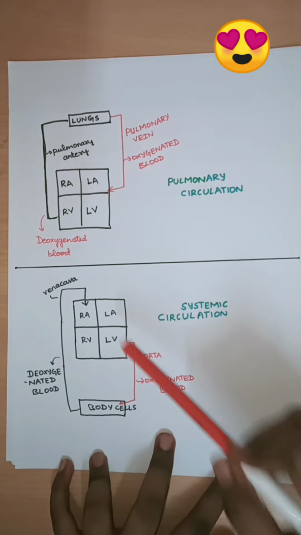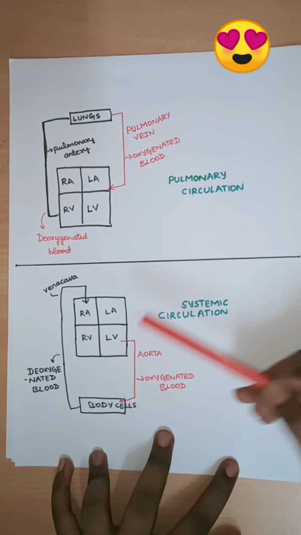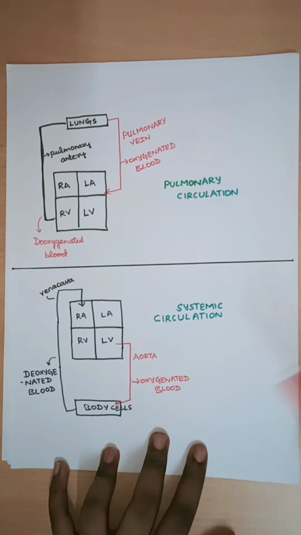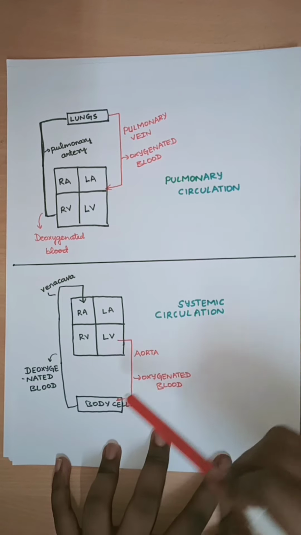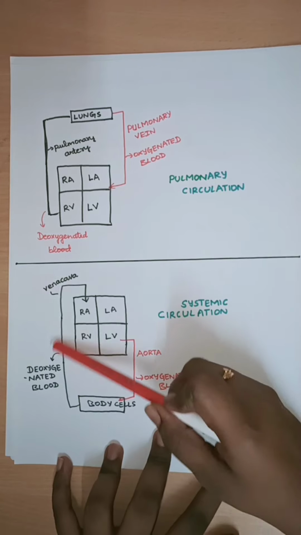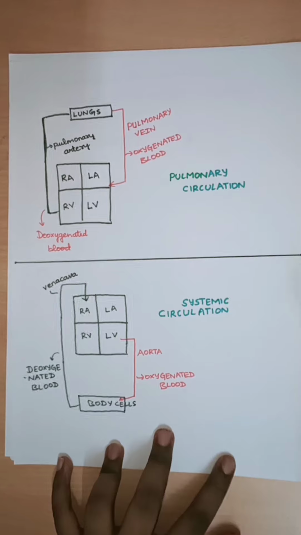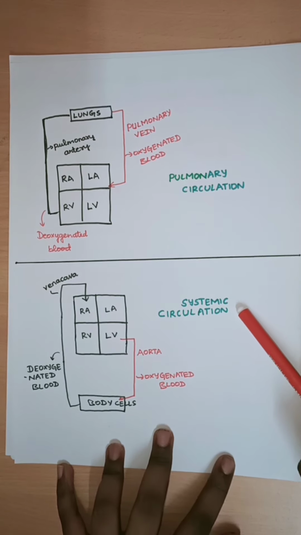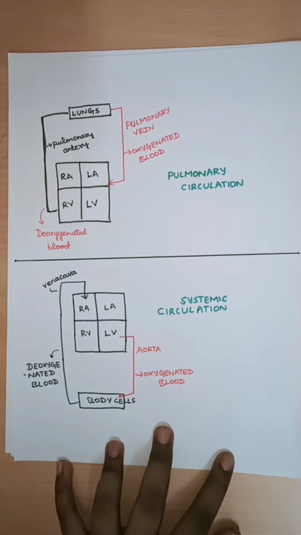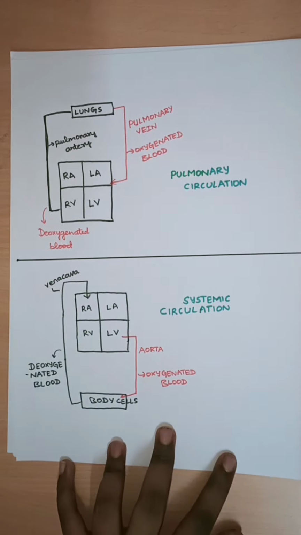Then from the left atrium, the blood passes to the left ventricle, and through the aorta, the oxygenated blood goes to the body cells. All the body cells use this oxygen, and now the blood becomes deoxygenated. This deoxygenated blood goes through the superior vena cava and the inferior vena cava to the right atrium again. So this process continues. This entire process is known as systemic circulation because all the systems are involved, like the respiratory system, reproductive system, all the systems. So this is known as systemic circulation.